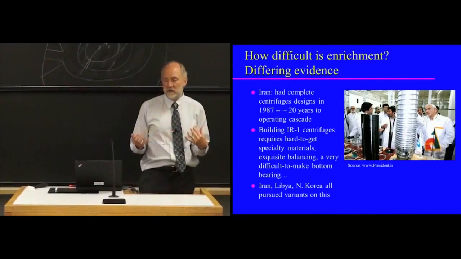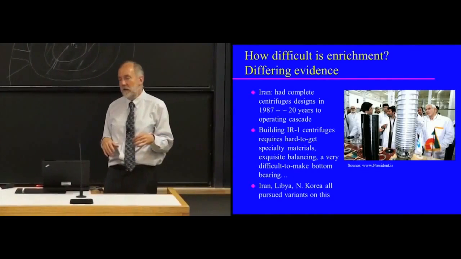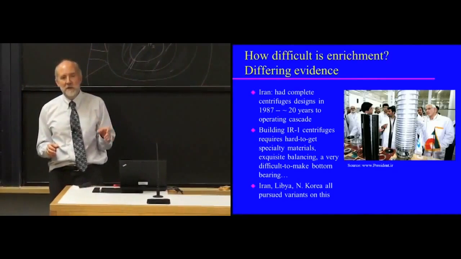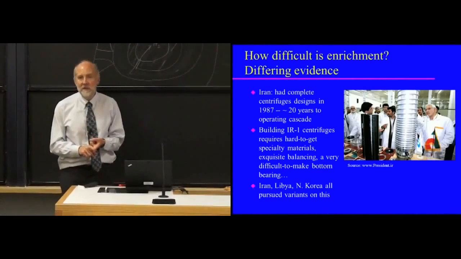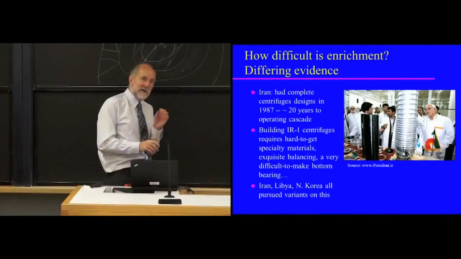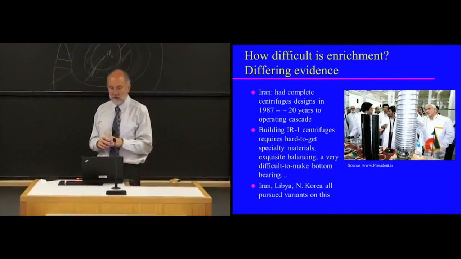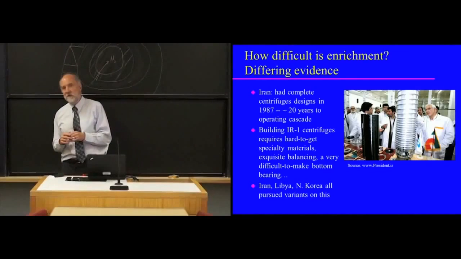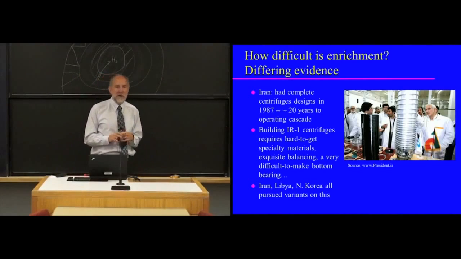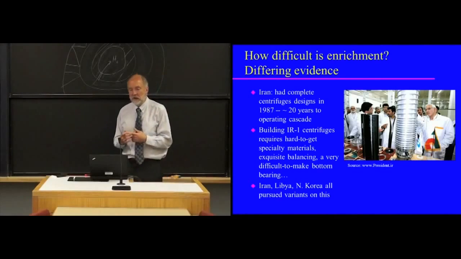Building those kinds of centrifuges requires hard-to-get specialty materials. Remember I said you needed these very strong and yet lightweight materials. So you will often see references to a particular type of steel called maraging steel. This is a type of steel that is actually quite difficult to produce, and there's only a few companies that make maraging steel, and that's used in some centrifuges. Also, these days, carbon fiber is used in centrifuges, but again, carbon fiber of the requisite quality is often not easy to get or easy to make.